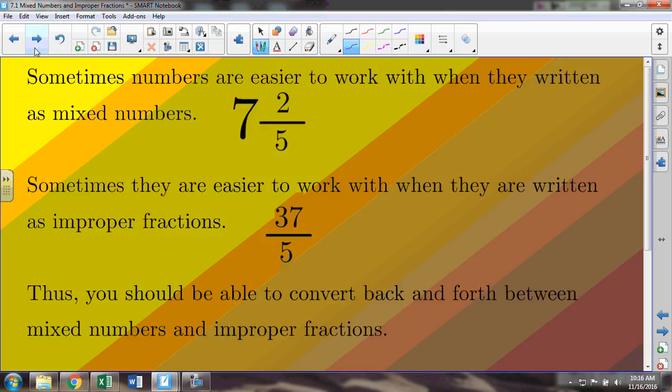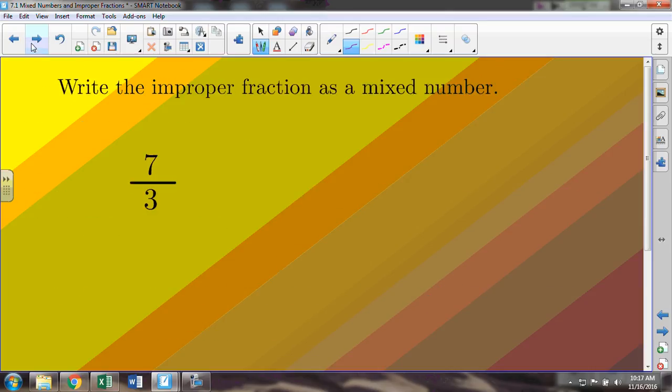As I was noticing, depending on the problem and depending on what you want to do, sometimes it's easier to work with a mixed number, 7 2/5. Sometimes it's easier to work with it as an improper fraction, 37/5. Our main objective of this lesson is that we can convert back and forth between the two different ways of writing this number. That way we can always pick the method that will be easier. We don't want to have to work with hard numbers if we can avoid it.